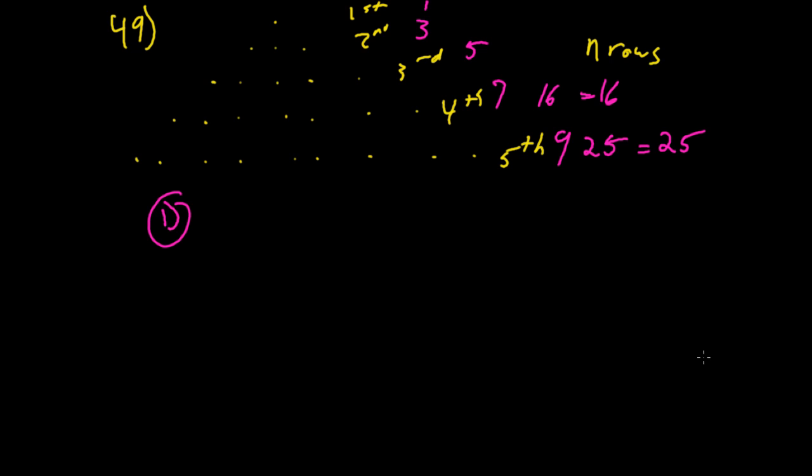And choice E said there is no consistent relationship between this total and the number of rows. So clearly, since we have an answer here, that choice E cannot be correct. And we'll move on to question number 50.